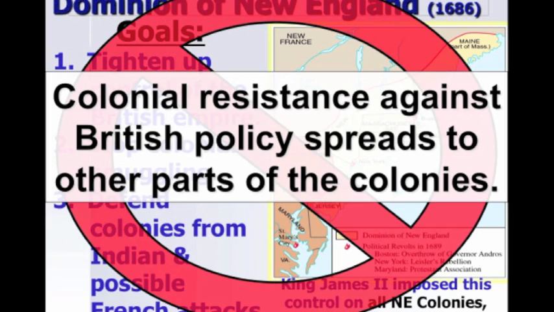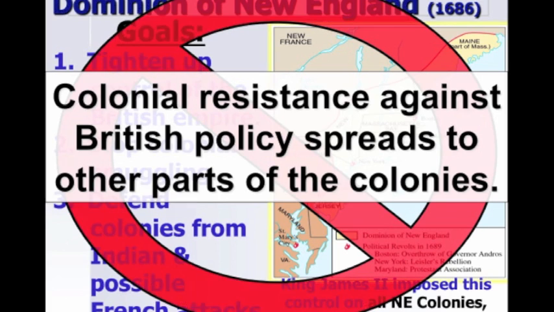In other parts of the colonies, resistance to British policies spreads. And there is this reaction when, in the late 17th century, England is trying to clamp down and regulate its colonies, and the colonies are so used to doing things their way that they resist. And this last example happens in New York.